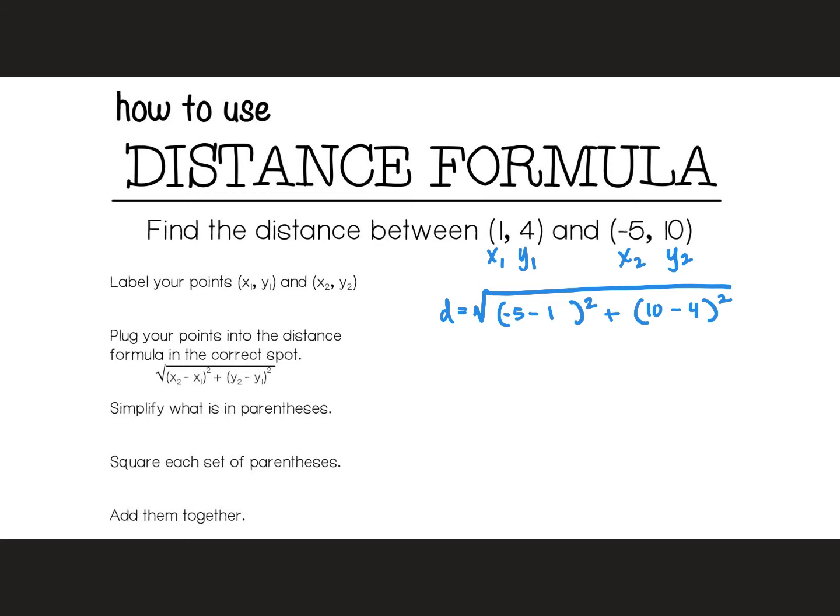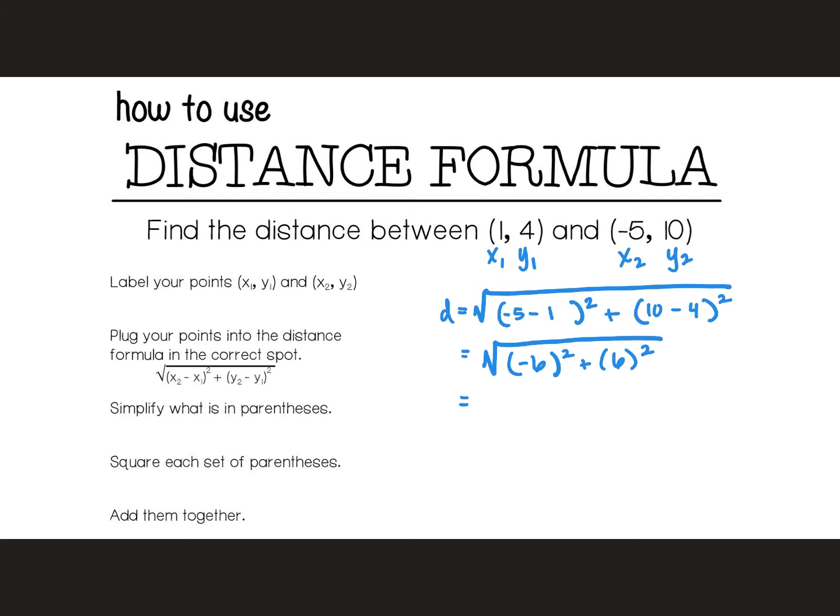Then it says simplify what's in the parentheses. So we're just going to use order of operations. Negative 5 minus 1 is negative 6. I'll still have to square it, but in the next parentheses, 10 minus 4 is 6. And we have to square that too.